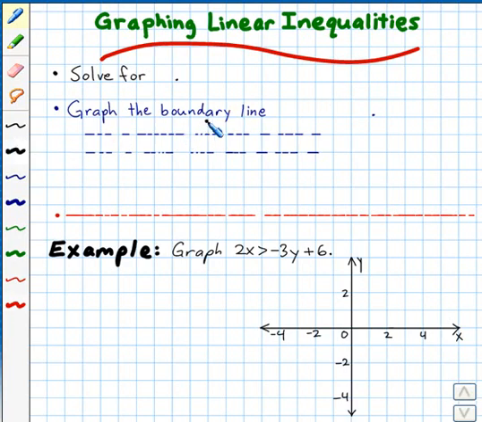To graph a linear inequality, we should follow these three steps. First, we should solve the inequality for y. Next, we should graph the boundary line y equals mx plus b.